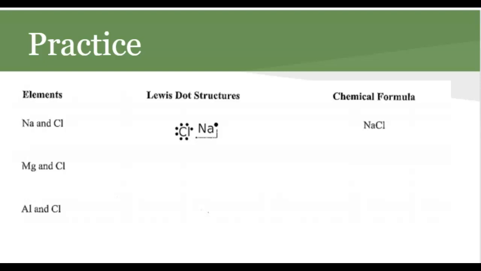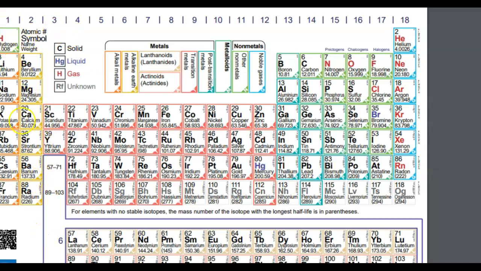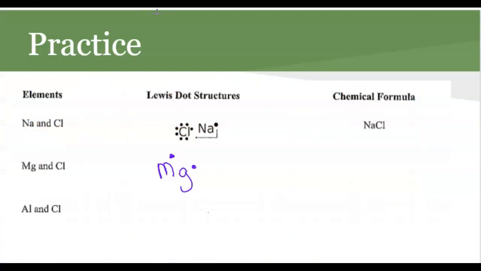So let's go ahead and do a little bit of practice here to help. They did sodium chloride for you. So now we're going to do MgCl. Mg has 2 valence electrons because it is in the second column. If I look at the periodic table, it's in the second column, so it's going to be a +2 always. Cl is in the second to last. It has 7 valence electrons.